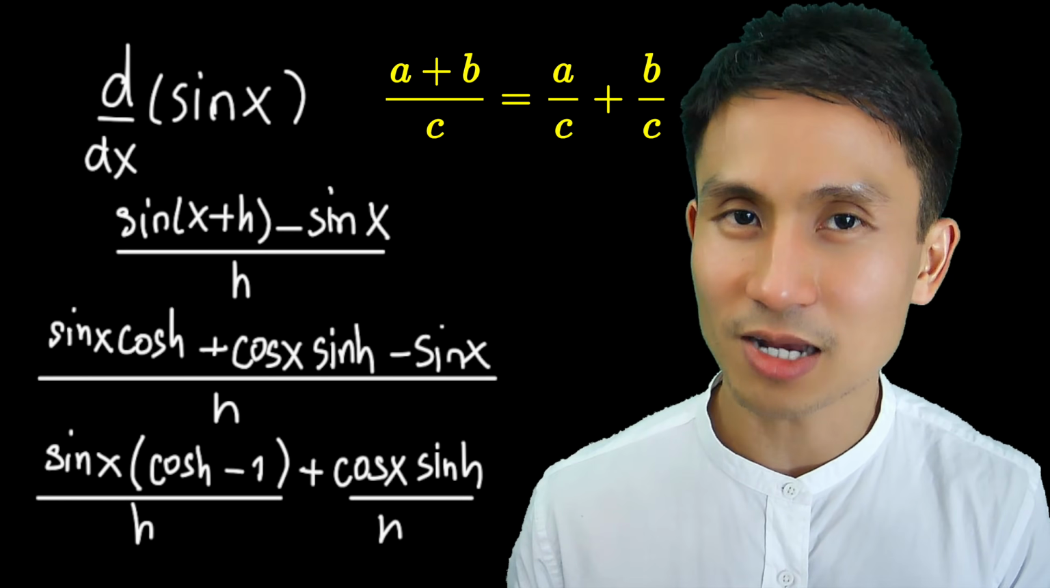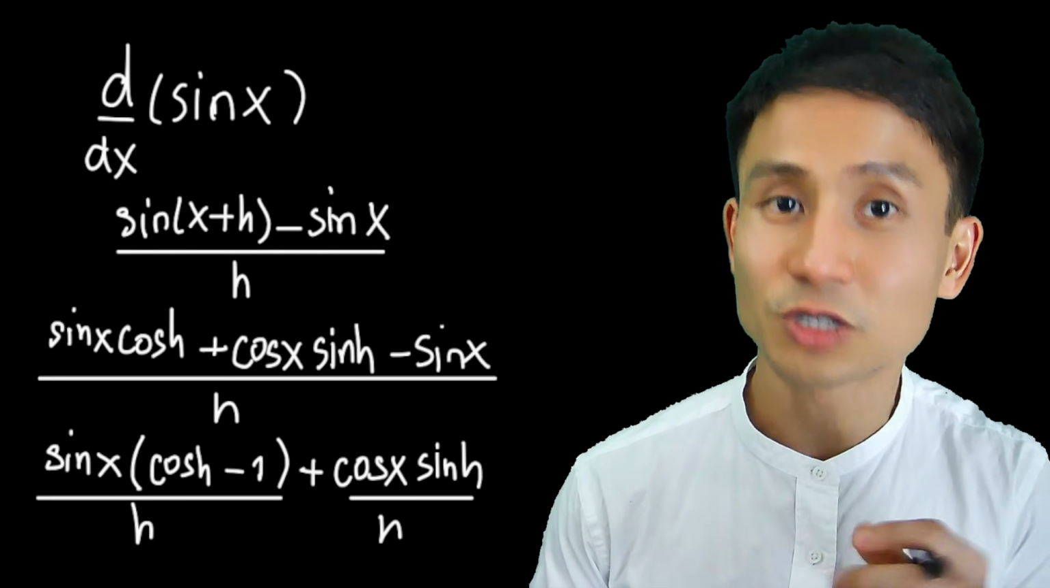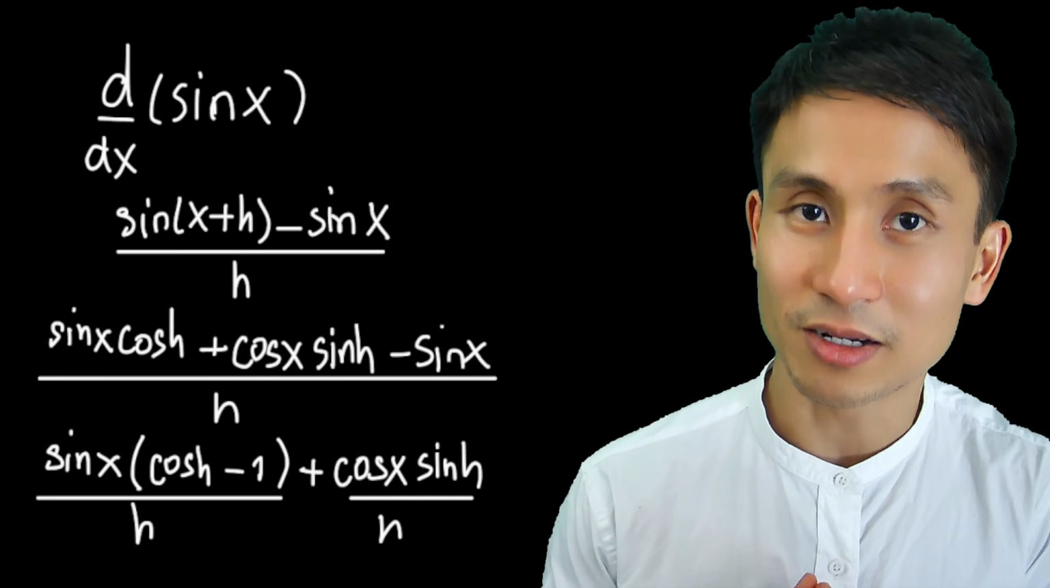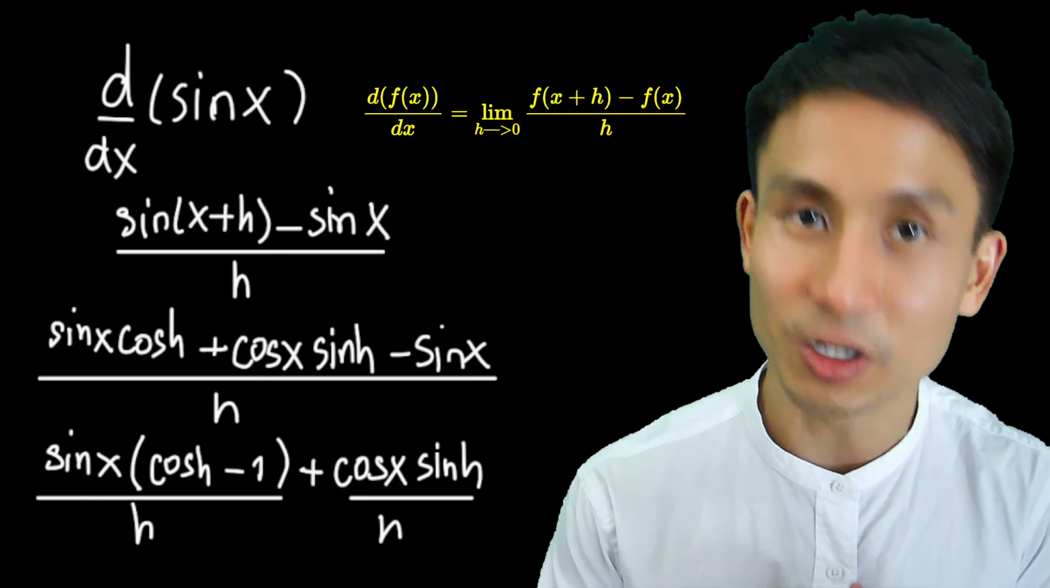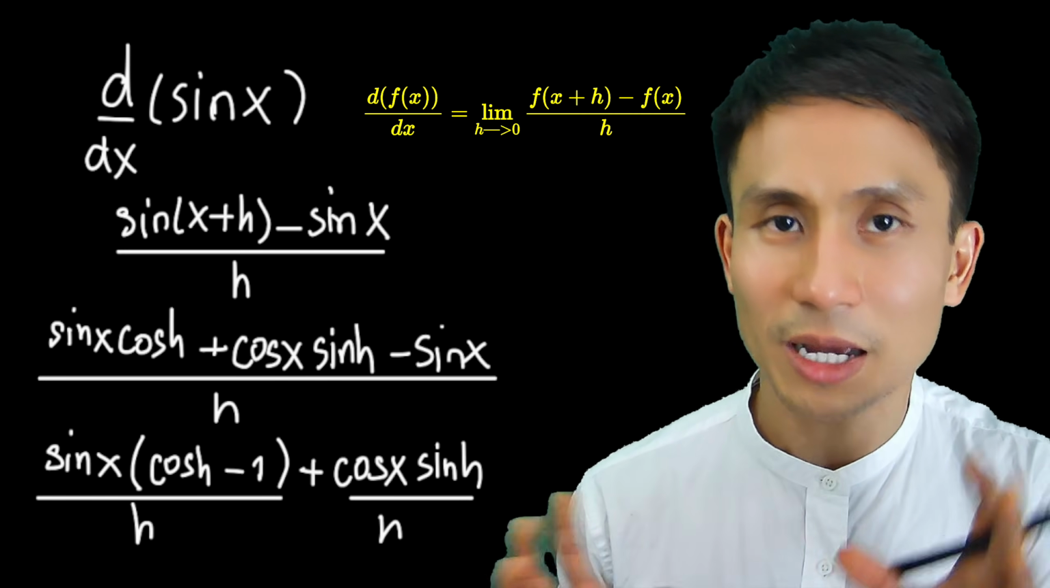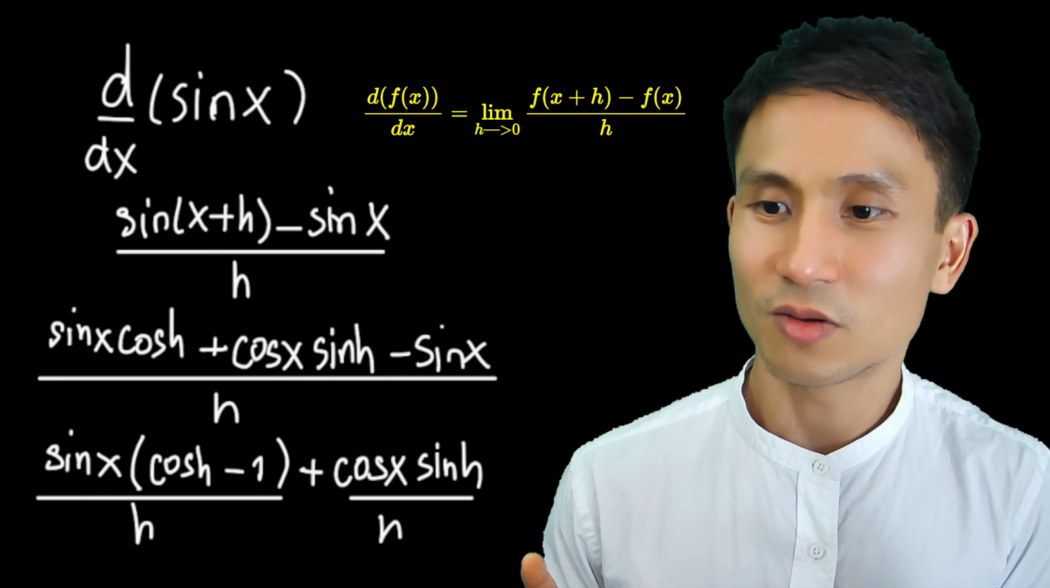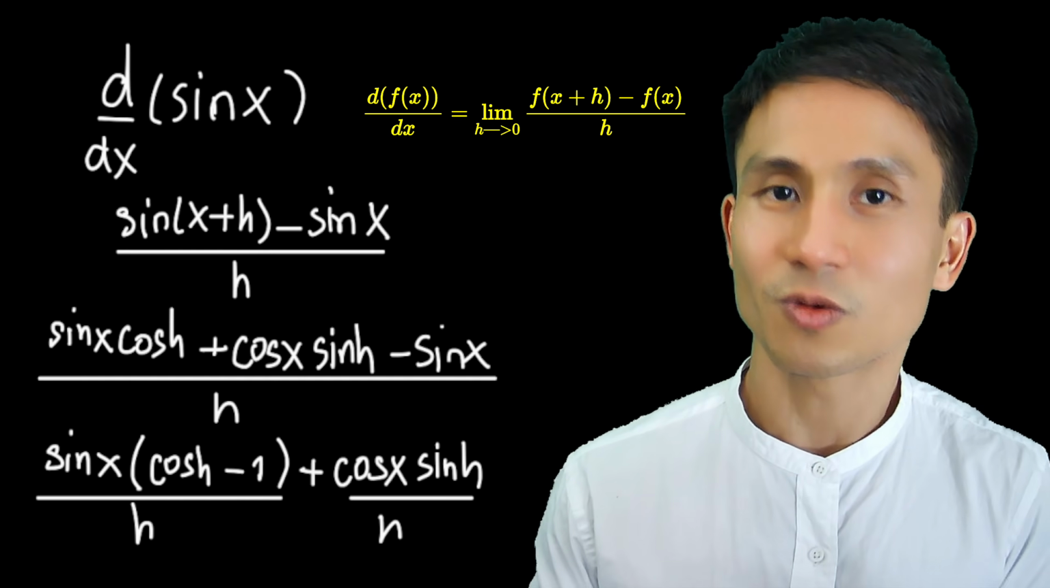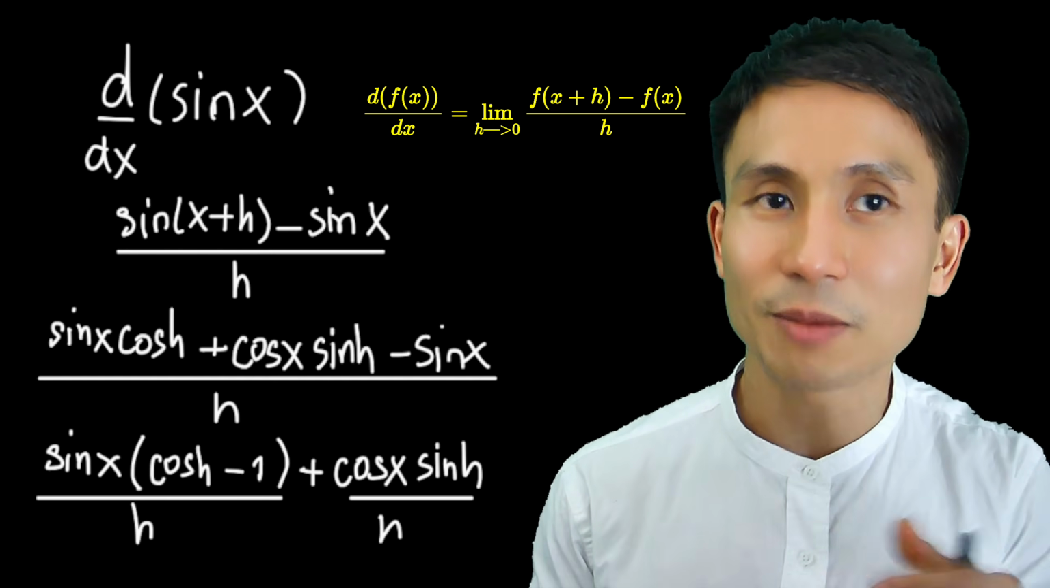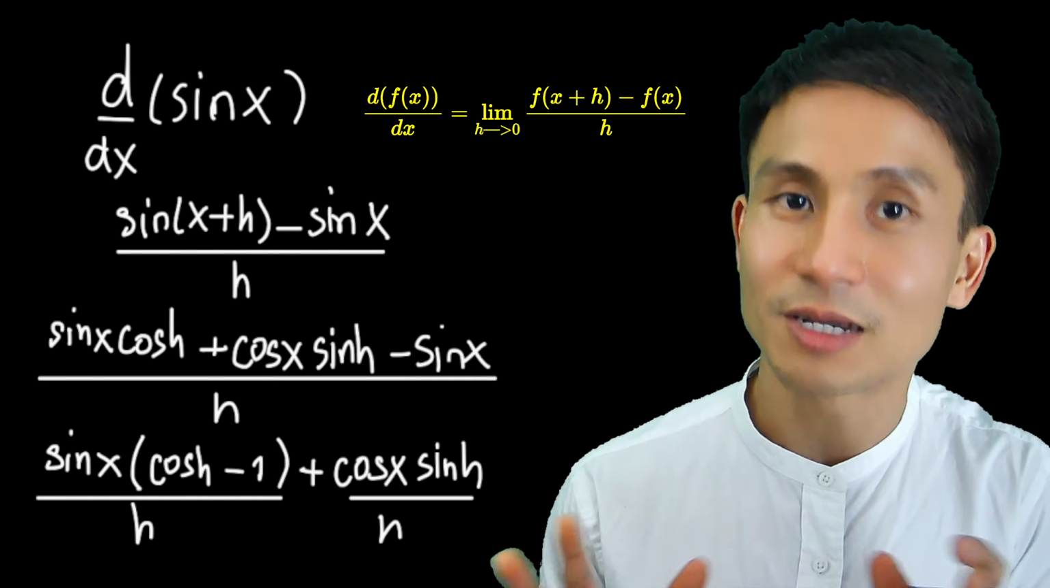Not confusing, right? Now don't forget that according to the first principle, we will take the limit when h approaches 0. But don't be alarmed yet, because you might be thinking, okay, if h is 0, then that would be the division of 0. Well, it doesn't work like that. Before we jump into that, we have to make it fully simplified first.